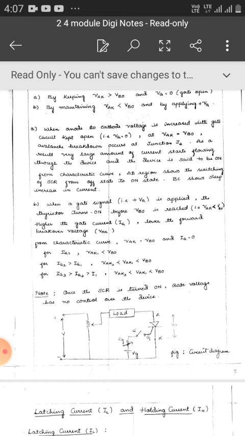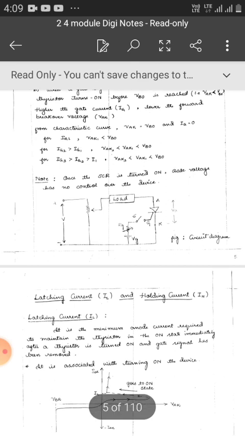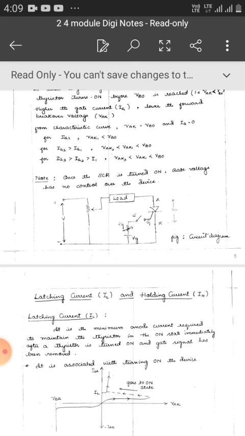Second one, when a gate signal, that means a positive gate voltage, is applied, the thyristor turns on before the breakover voltage VBO is reached. That means VAK is less than VBO. The higher the gate current, the lower the forward breakover voltage.